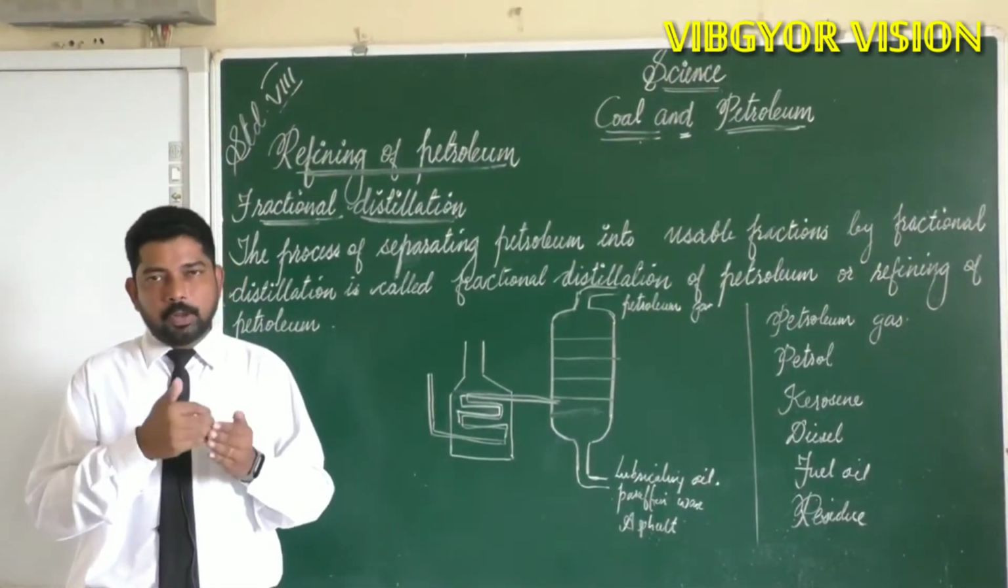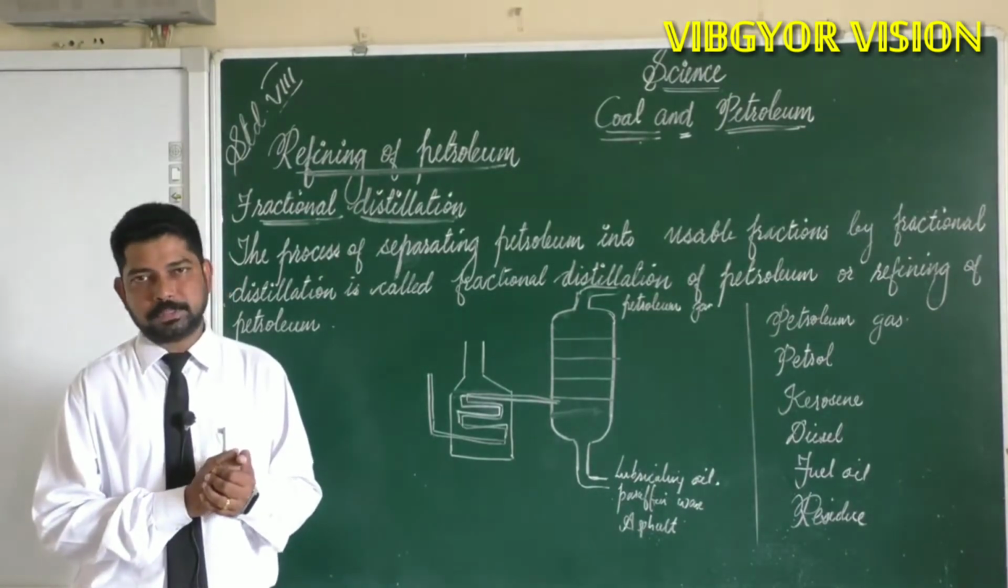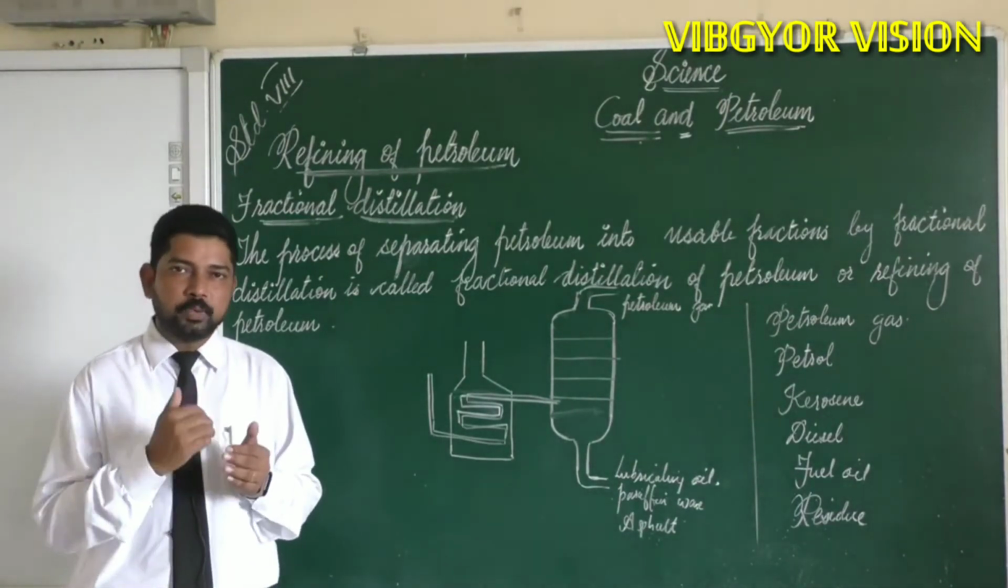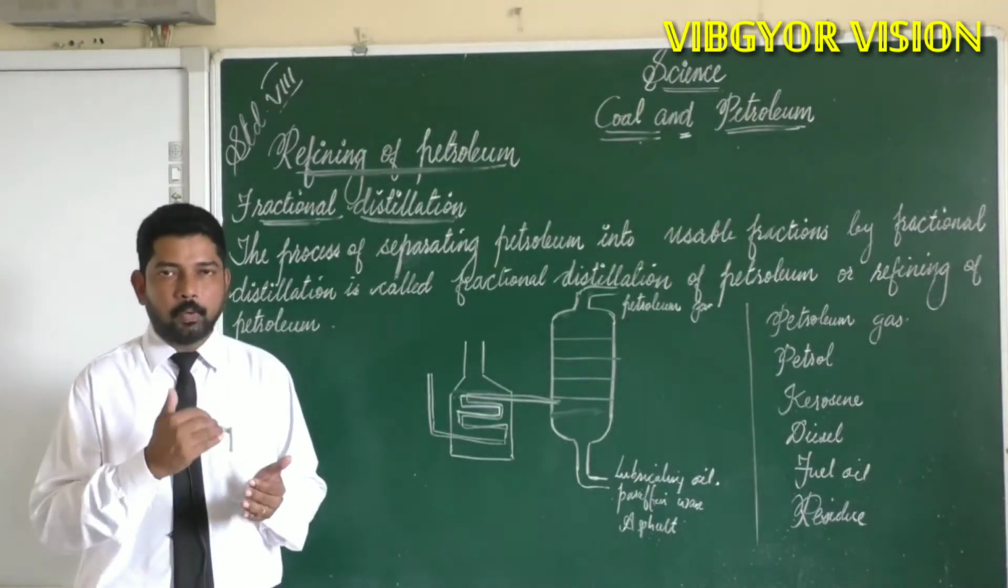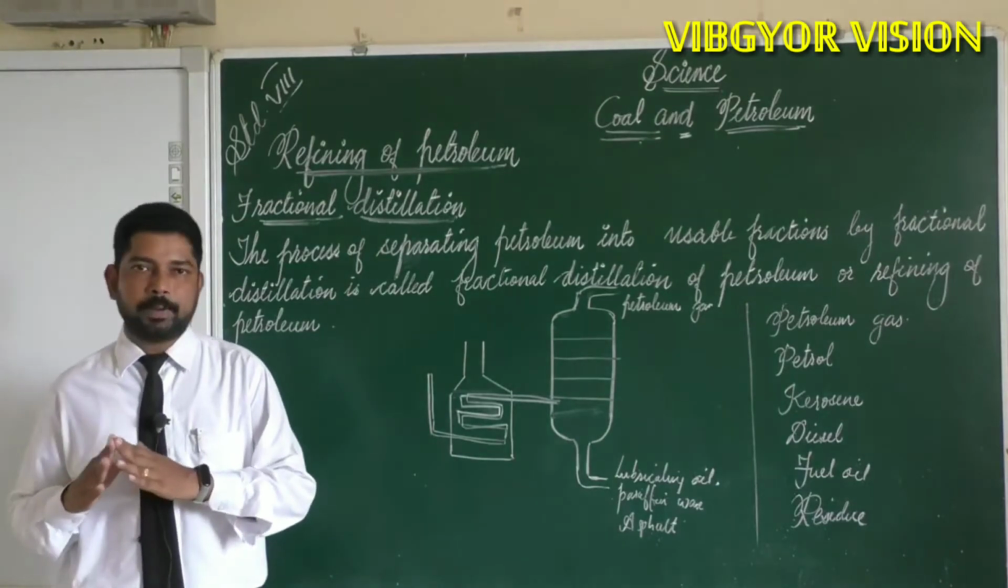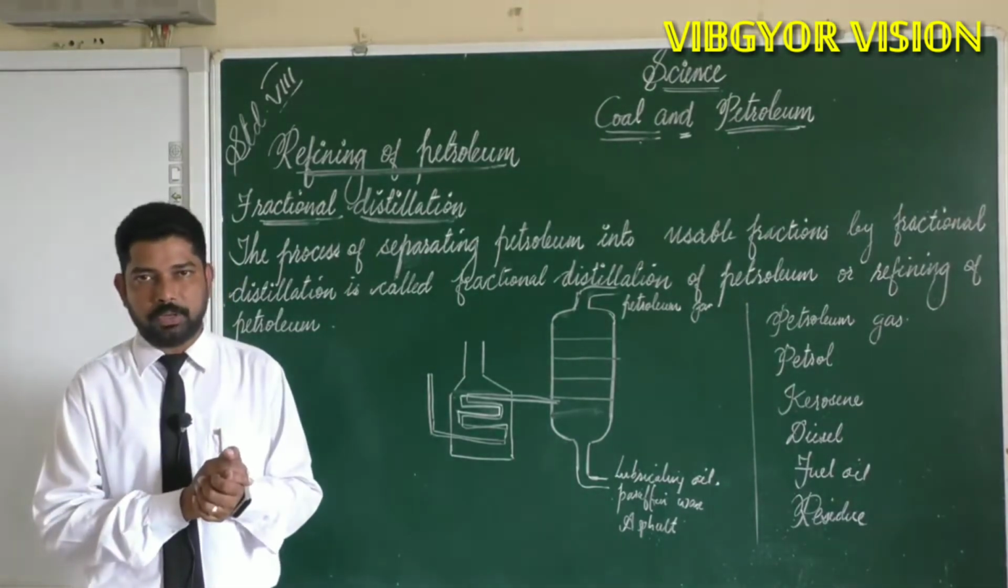And the petroleum we mined out cannot be used for any purpose. We can't use it for anything. That's why it is known as crude oil. The mined petroleum we cannot use for any useful purposes. That is why petroleum is also known as crude oil.